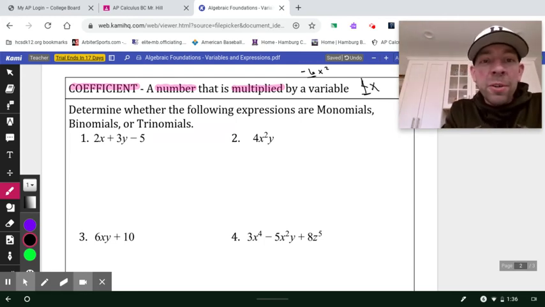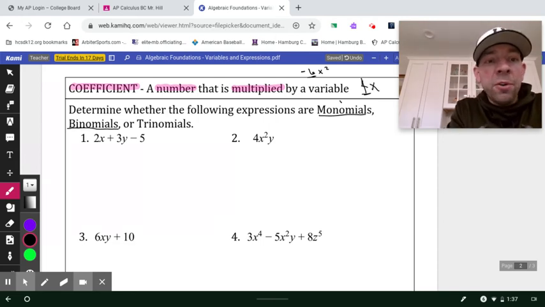All right. Determine whether the following expressions are monomials, meaning they have 1 term, binomials, meaning they have 2 terms, or a trinomial, meaning they have 3 terms. Let's count them. 1, 2, 3. Boom, we got ourselves a trinomial.